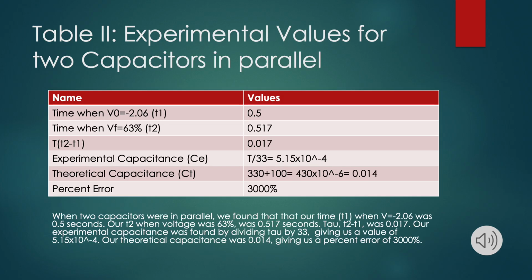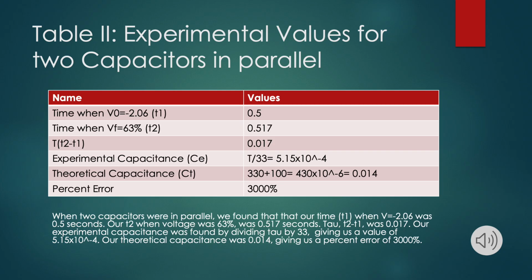Table 2, experimental values for two capacitors in parallel. When two capacitors were in parallel, we found that our time T1 when V equaled negative 2.06 was 0.5 seconds. Our T2 when voltage was 63% was 0.517 seconds. Tau, T2 minus T1, was 0.017.